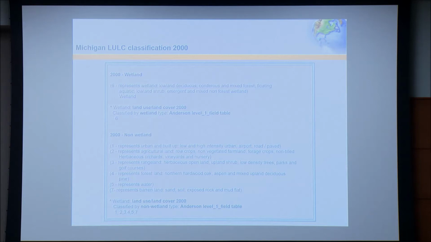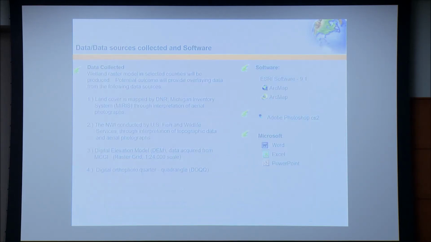And the same process goes with the 2000 not wetlands. So we have wetlands for 1800, and we have not wetlands for 1800, as well as for 2000, and the same thing applied. So here are pretty much the data that I used, the software that I used to do my manipulation. Wetland raster models was selected in the counties and were produced, and land covers mapped by DNR.